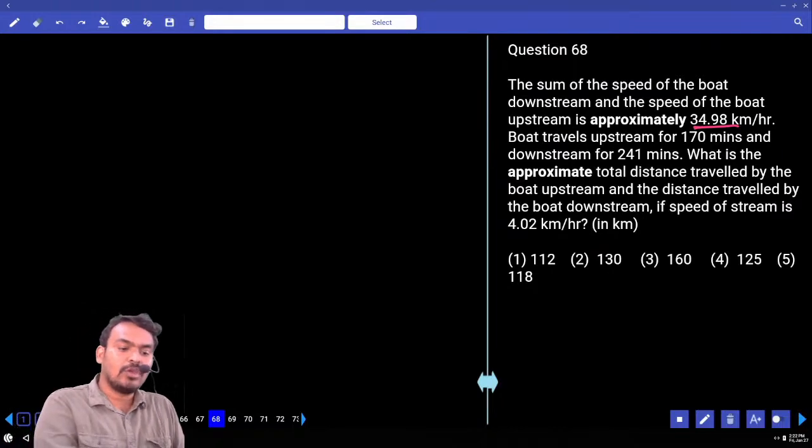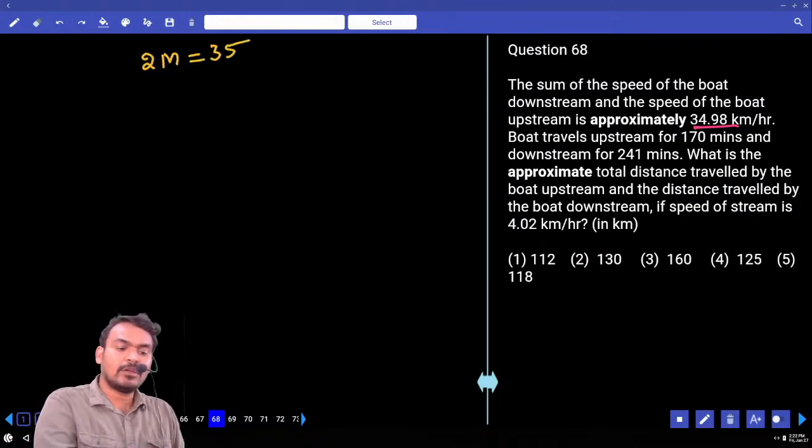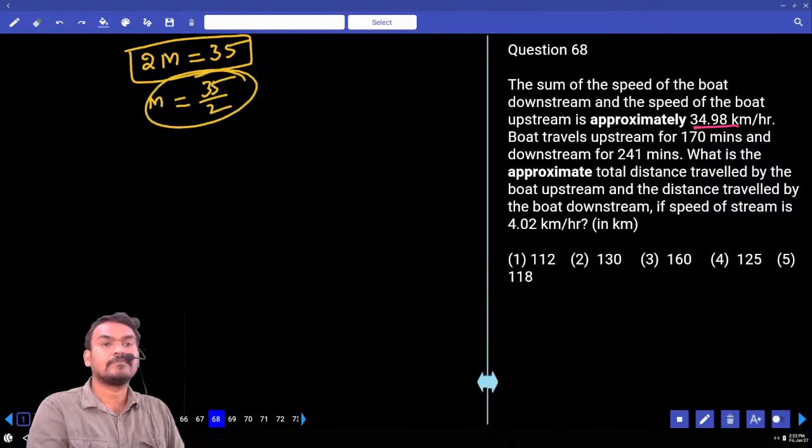2M equal to how much? 35 or not? Yes or no? 2M equal to how much? 35. 2M equal to 35 means M value 35 by 2 or not?